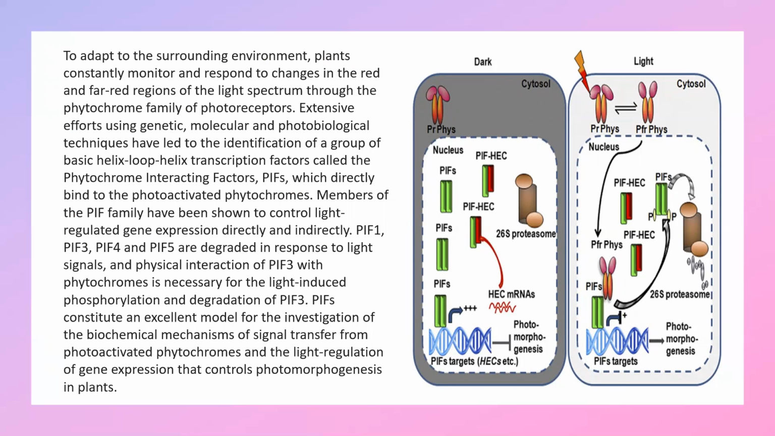Phytochrome interacting factors 1, 3, 4, 5 are degraded in response to light signals, and physical interaction of phytochrome interacting factor 3 with phytochromes is necessary for the light-induced phosphorylation and degradation of PIF3. Phytochrome interacting factors constitute an excellent model for the investigation of the biochemical mechanism of signal transfer from photoactivated phytochromes and the light regulation of gene expression that controls photomorphogenesis in plants.